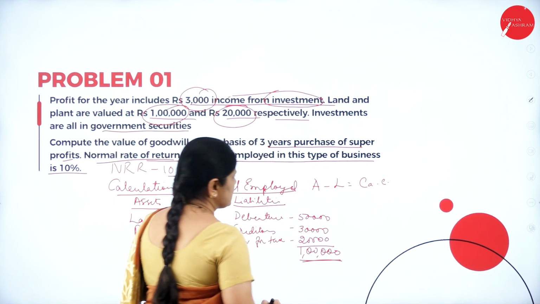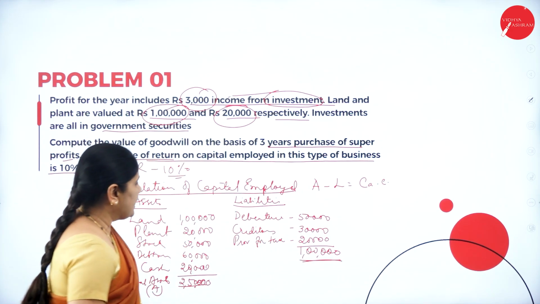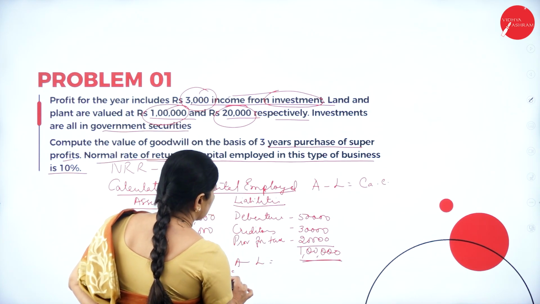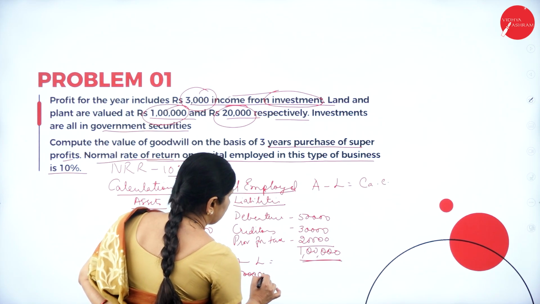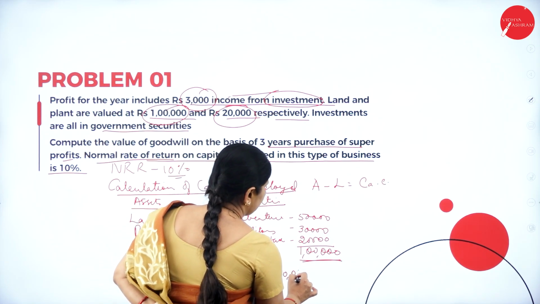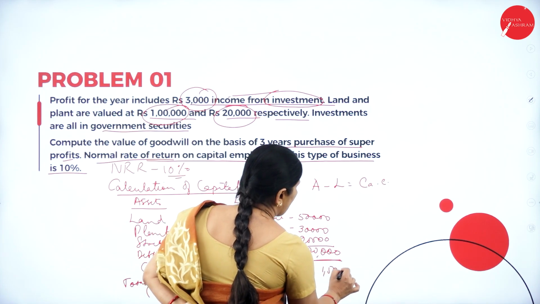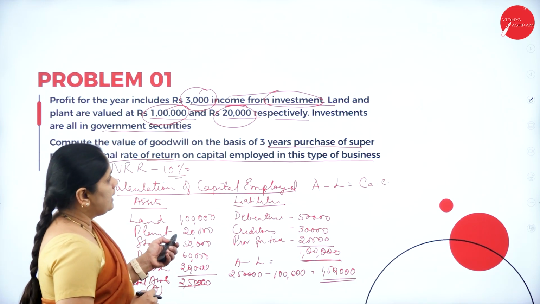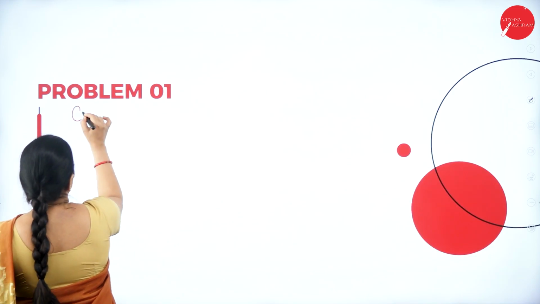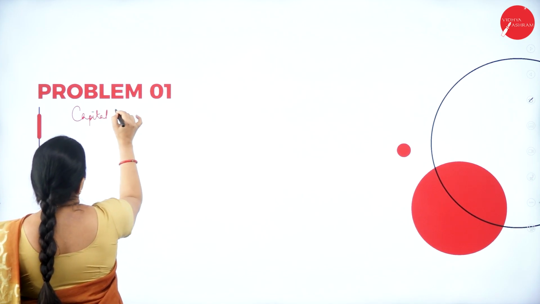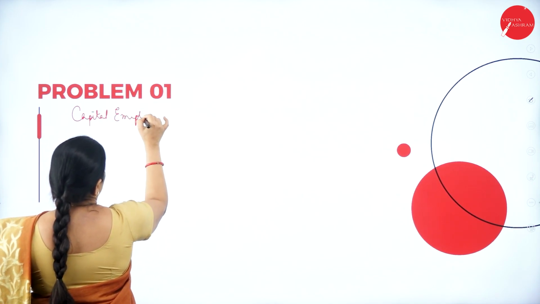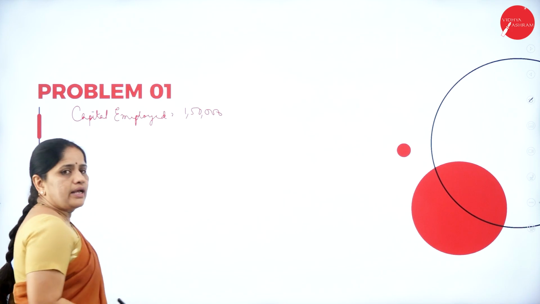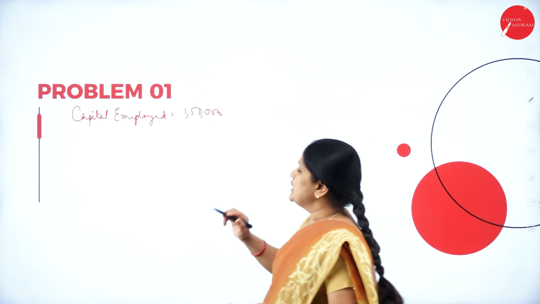Now, we just deduct the liabilities from the assets. So, assets minus liabilities equals 2,50,000 minus 1 lakh. So, we get the capital employed as 1,50,000. So, I write here, the capital employed is equal to 1,50,000.